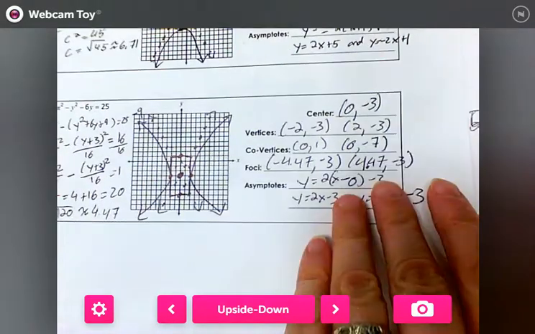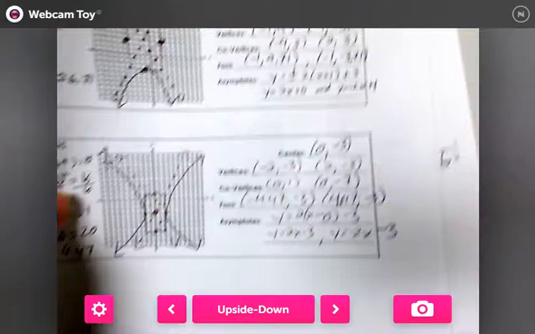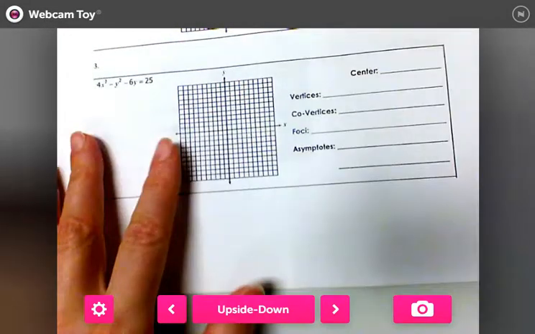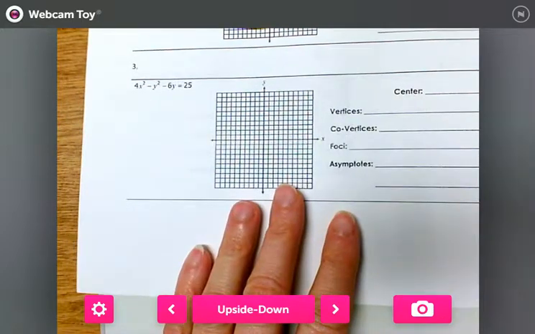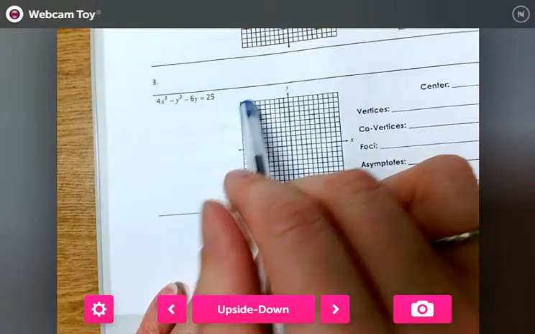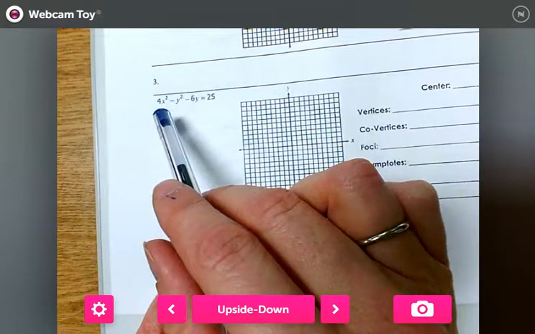Number 3. Okay, so I'm going to do 3 from scratch. Especially if you haven't done this yet, you should be following along. All right, this is not set up in standard form. Are we in agreement there?